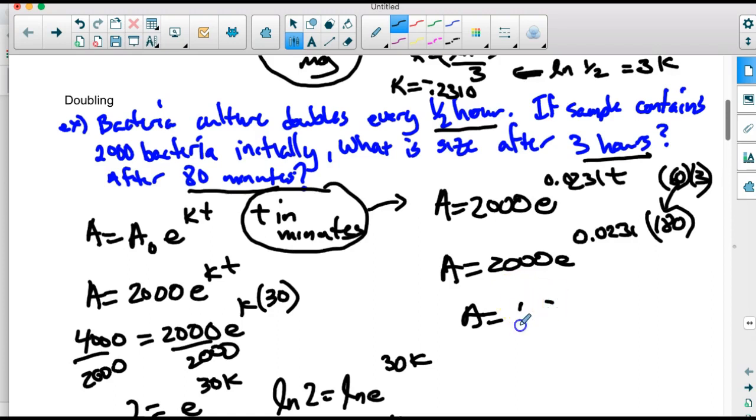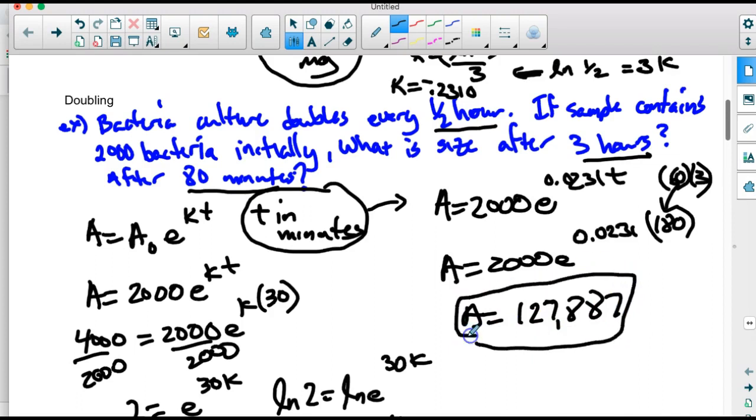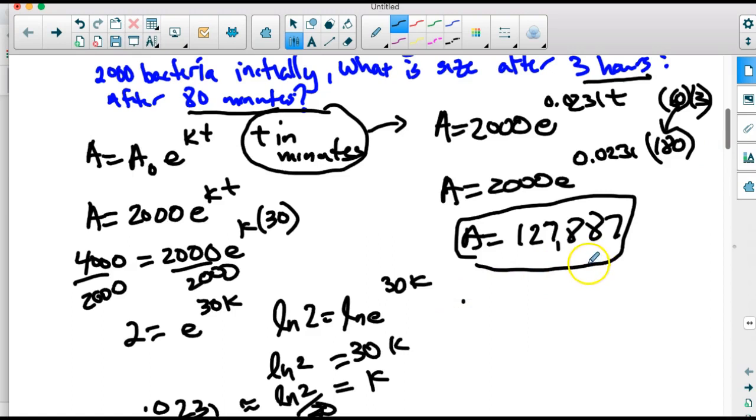In this case we have 127,887.0. We want a whole number of bacteria, since we can't have half a bacterium, so we're going to round down to 127,887 bacteria in 3 hours. Now for 80 minutes, we can just go back to the equation and plug 80 in, because it's in minutes.